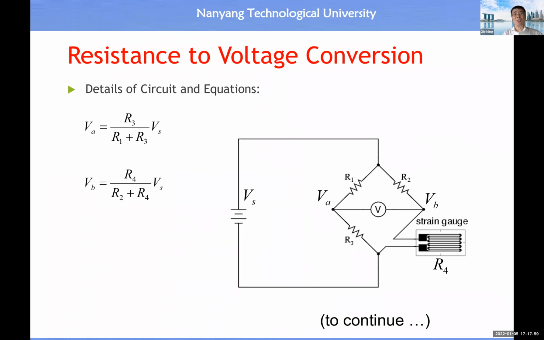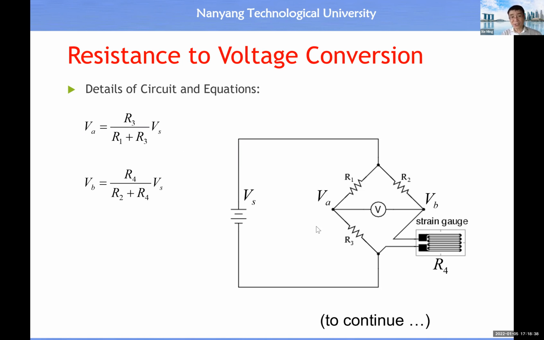Then how to do the conversion from resistance to voltage, okay? The universal or popular solution is to make use of this Wheatstone bridge circuit, okay? In this case, R4 is the resistance under measurement. R1, R2, R3 are resistors with known values of resistance, all right? So when the resistance of R4 changes, then the voltage between point A and point B will change, all right? Then what is the equation which describes the voltage change?